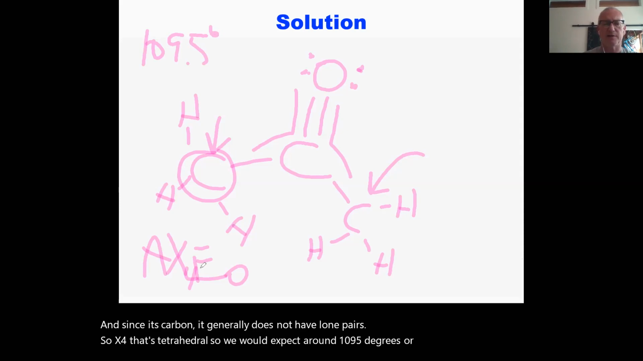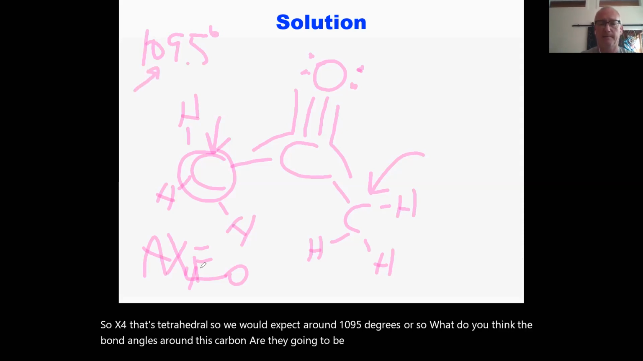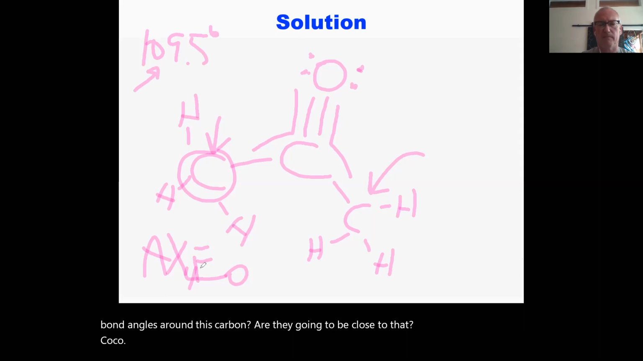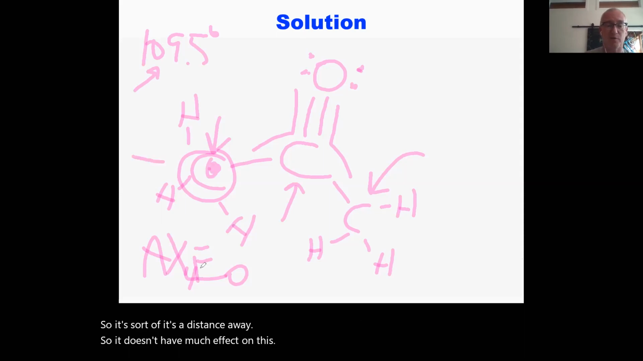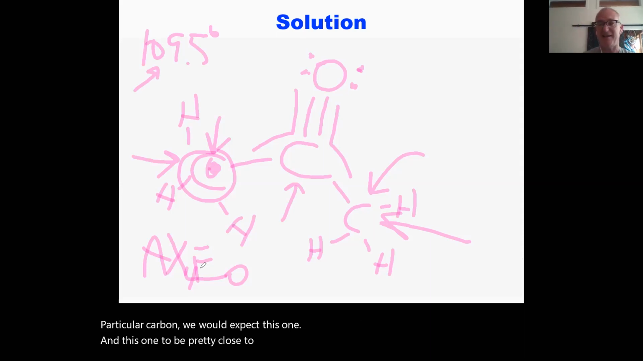What do you think the bond angles around this carbon are? Are they going to be close to that? No. How come? Because of the double bond from the oxygen. Yeah, but it's way over here. It's bonded to that carbon, so it's a distance away. So actually it doesn't have much effect on this particular carbon. We would expect this one and this one to be pretty close to ideal. Maybe not exactly ideal, maybe a degree or two, but pretty close.